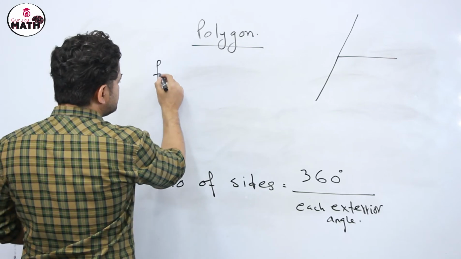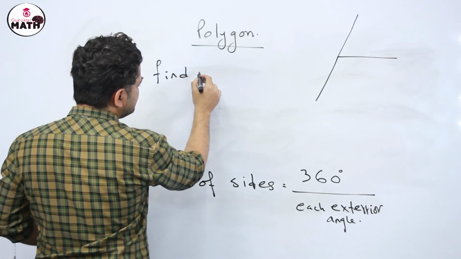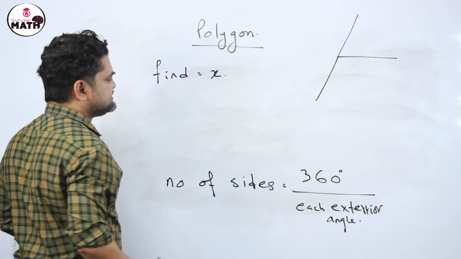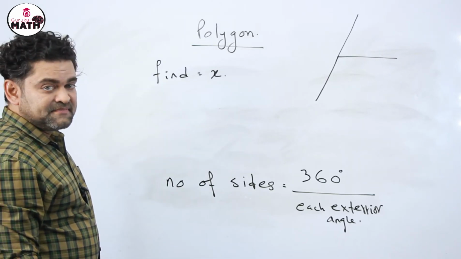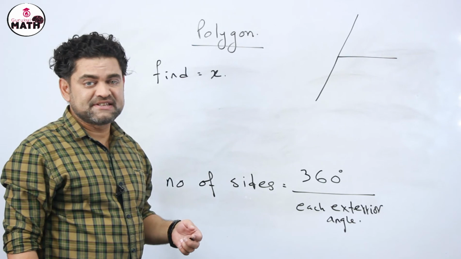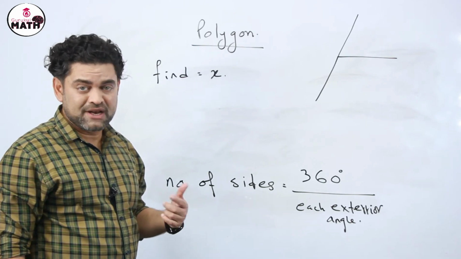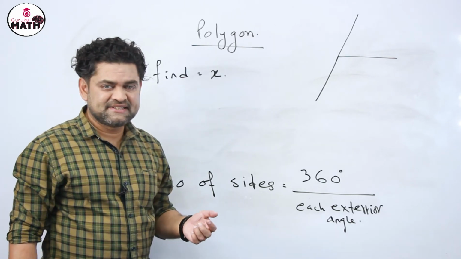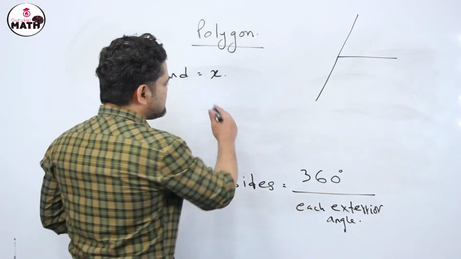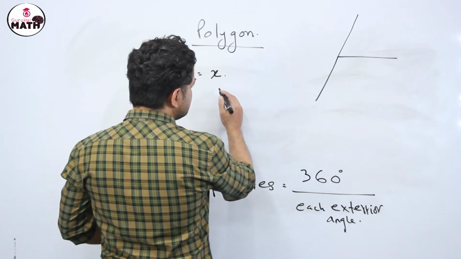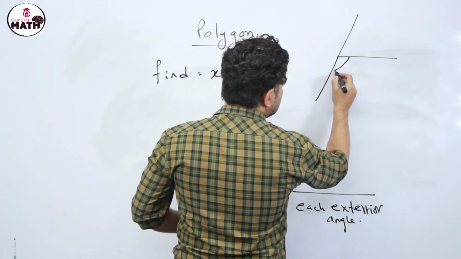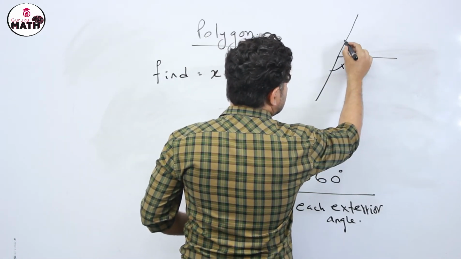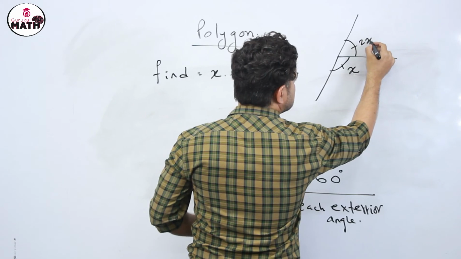Suppose my question will be, find x, if I don't give any interior angle. If you remember, the sum of the adjacent angles on a straight line is 180 degrees. I said that to you before. So due to that concept, I will ask you to find x, and this one is 2x.